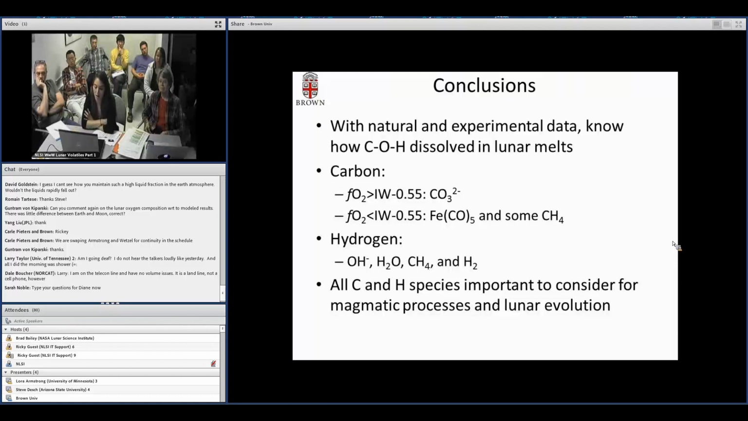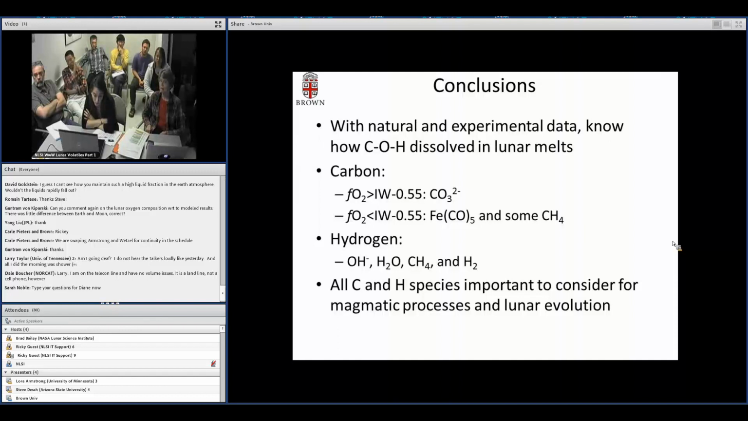So to wrap up, with both the natural and experimental data, we now have a better understanding of how carbon and hydrogen are dissolved in the lunar melts. Carbon will be dissolved as a carbonate for oxygen fugacity greater than iron-wüstite minus 0.55, but if you have a more reduced melt, you will mainly have iron carbonyl dissolved and possibly some methane, but mainly carbonyl.